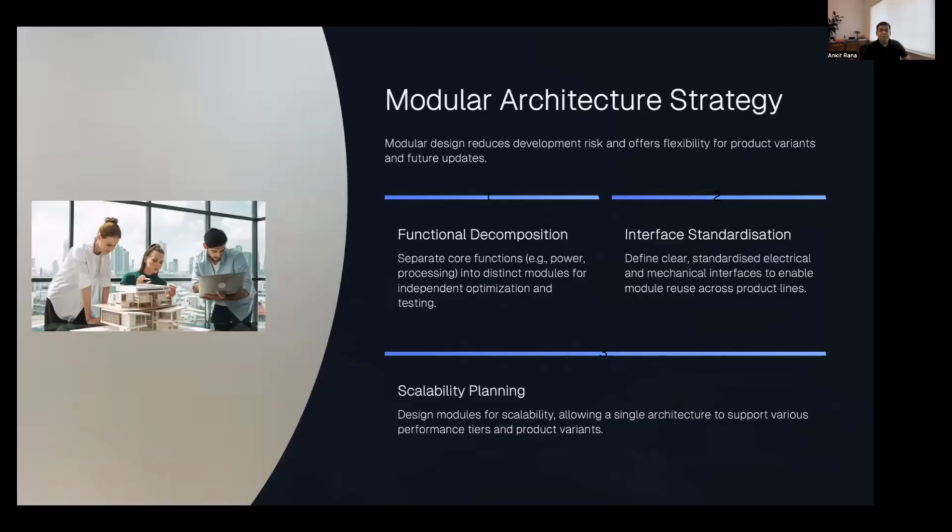Another critical approach is modular design. Break down core functions, power, processing, connectivity into distinct modules. Standardize interfaces so that they can be reused across product lines. And design with scalability in mind so that you can use the same architecture for entry level and premium variants of your products. This not only reduces risks, but also buys you flexibility for future updates.